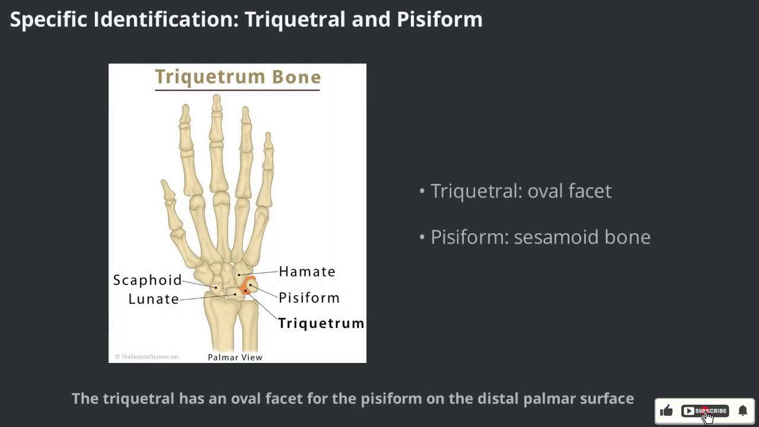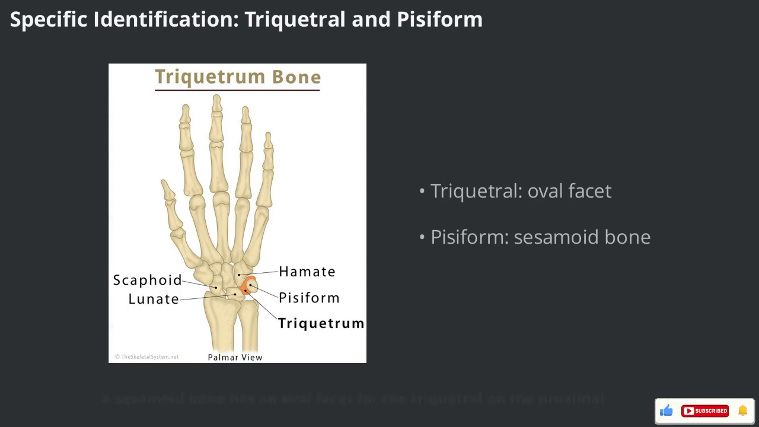The triquetral has an oval facet for the pisiform on the distal palmar surface, and its medial and dorsal surfaces are continuous and non-articular. The pisiform, a sesamoid bone, has an oval facet for the triquetral on the proximal dorsal surface and a lateral surface grooved by the ulnar nerve. These features help in precise identification and understanding of wrist anatomy.